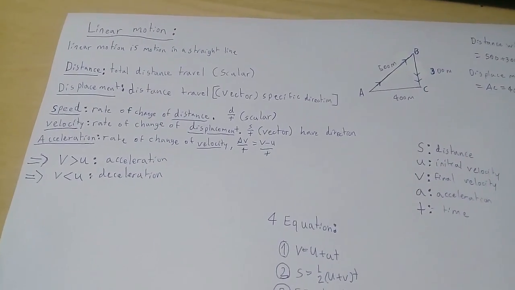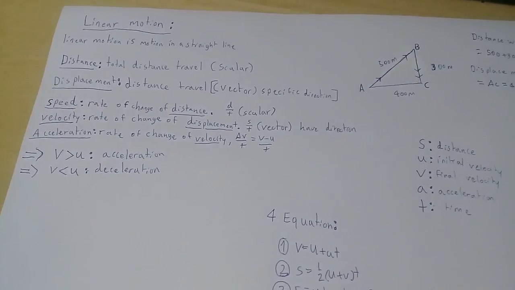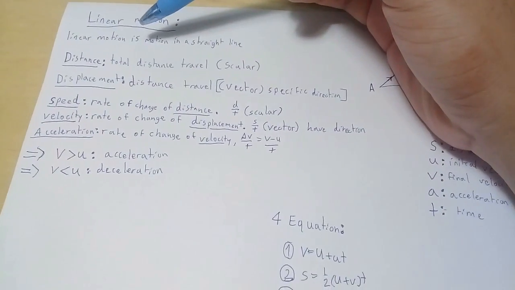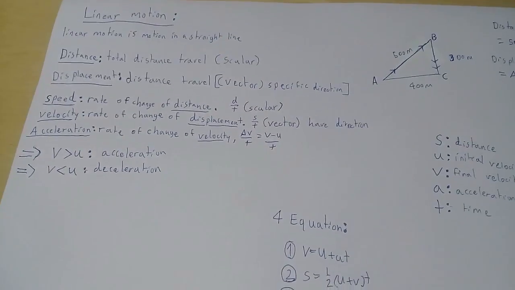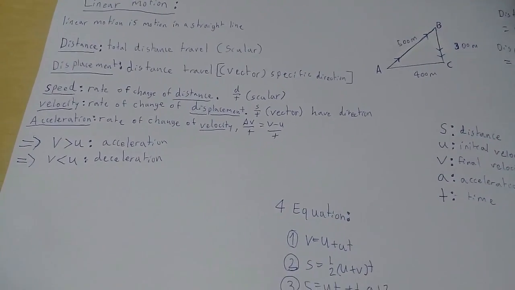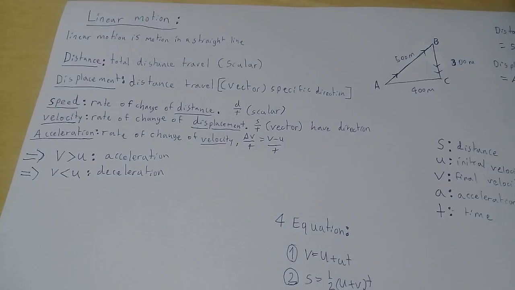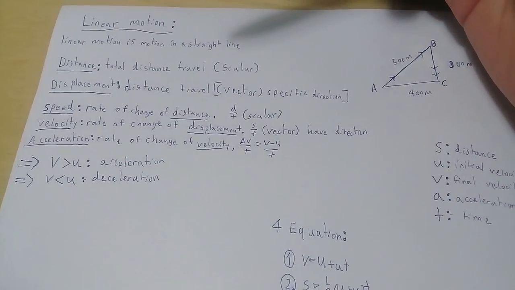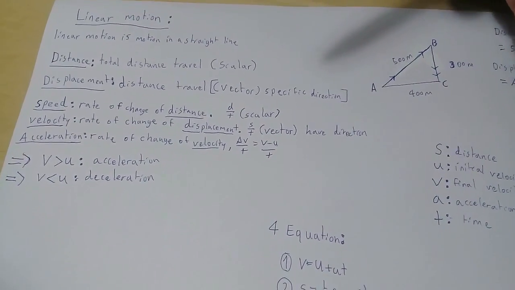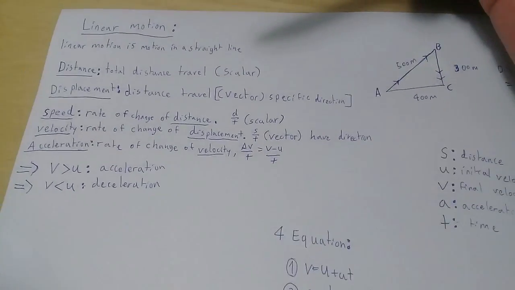Today I'm going to give you a brief explanation of linear motion. Linear motion is basically motion in a straight line. First, we need to understand the difference between distance and displacement. Distance is the total distance traveled, has no direction, which is scalar.